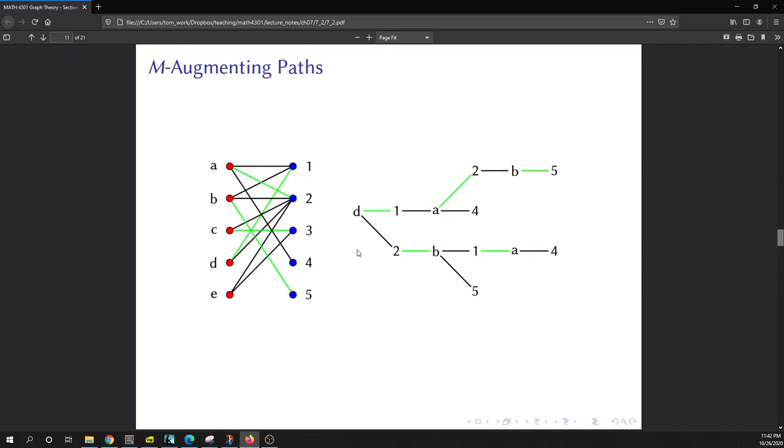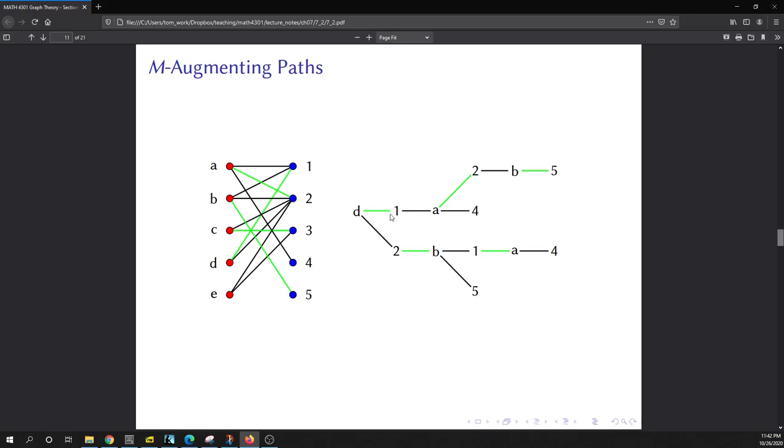What I did is take this path from D to 1, 1 to A, A to 2, 2 to B, and B to 5. So D to 1, this edge right here, was not in the matching. So I am going to put that in the matching. And then I'm going to flip all those. So D to 1 is in there now. 1 to A, which was in this matching here, you can see it's colored green here and here, I take it back out. So it's out of the matching now.